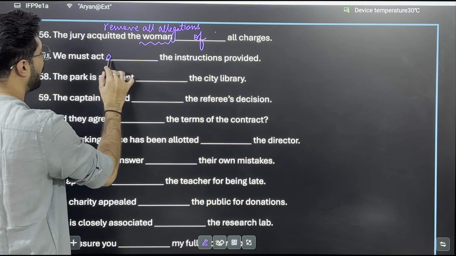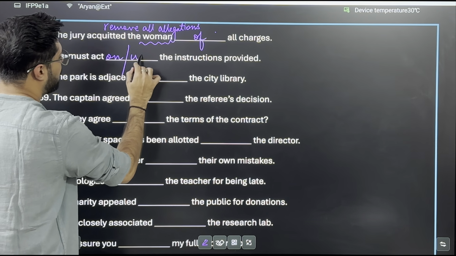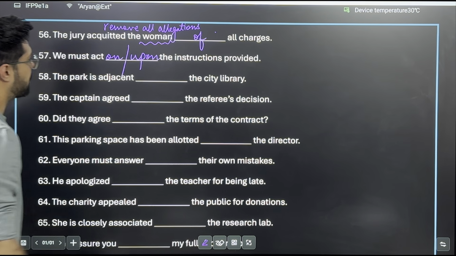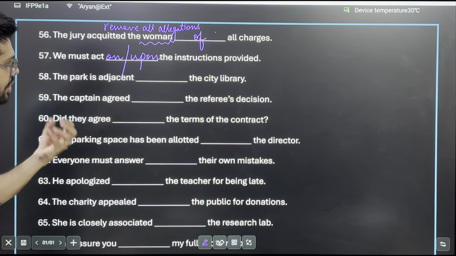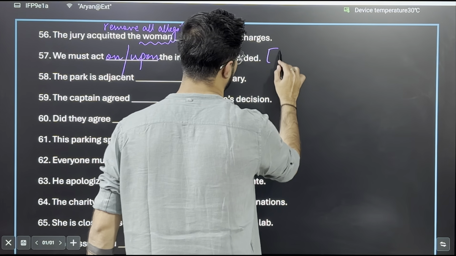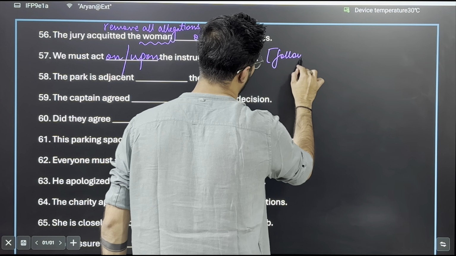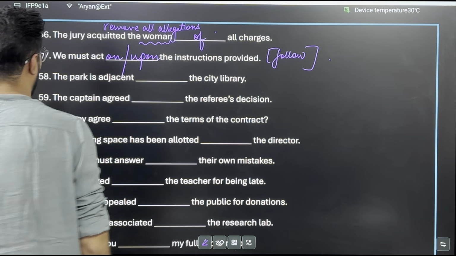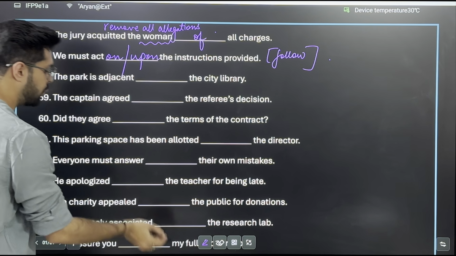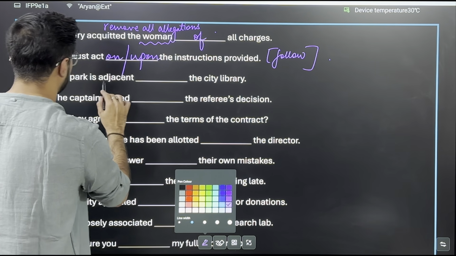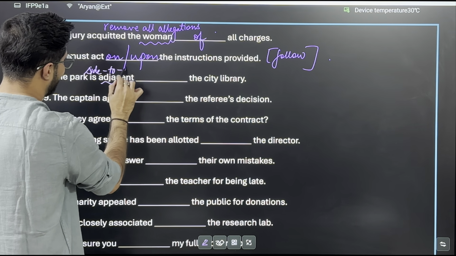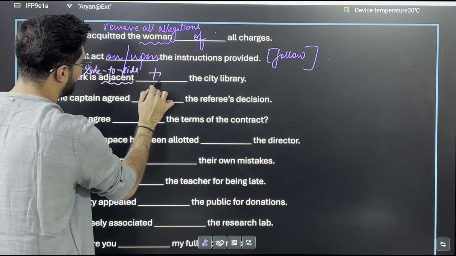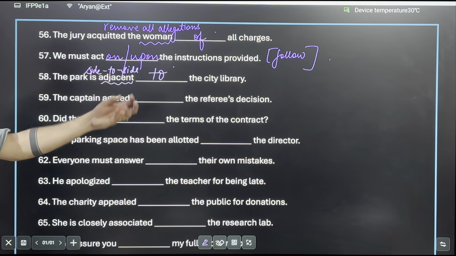We must act on या upon भी जा सकता है. Both are acceptable. We must act on or upon the instructions provided. We should follow, that is act on or upon. ठीक है, हमें follow करना चाहिए जो भी हमें बताया गया हो. The park is adjacent. Adjacent का मतलब होता है side to side. Adjacent means side to side. So adjacent के साथ to जाता है. The park is adjacent to the city library.